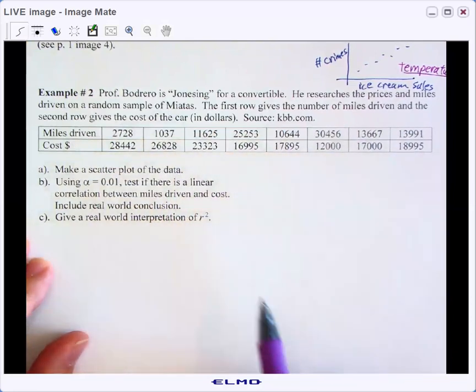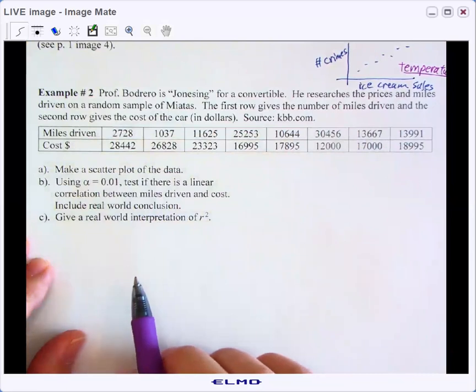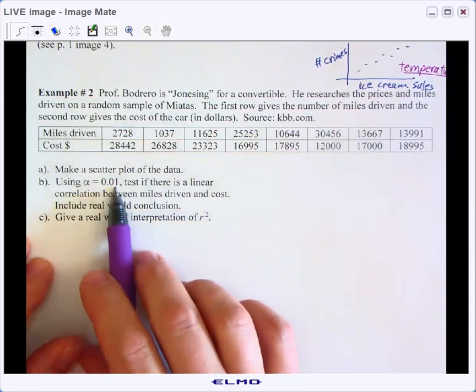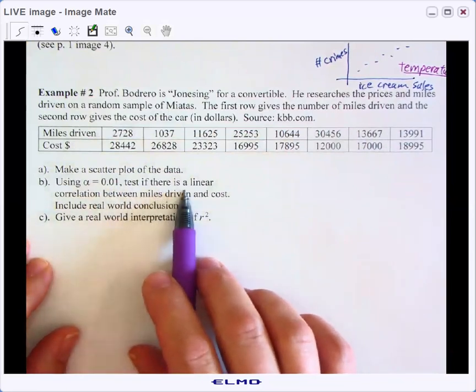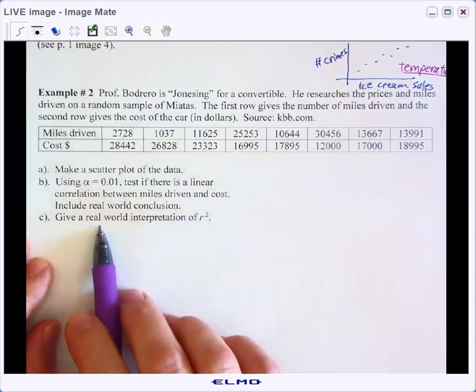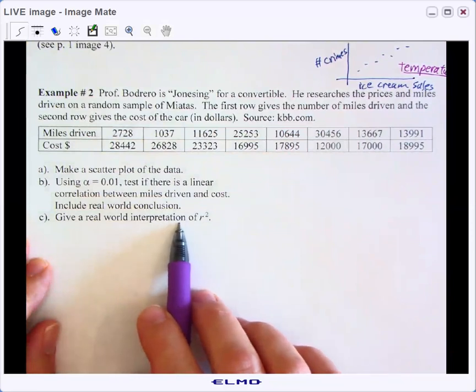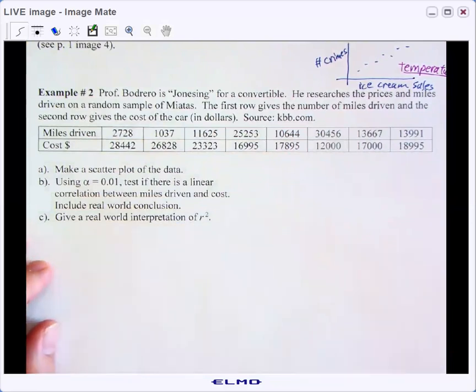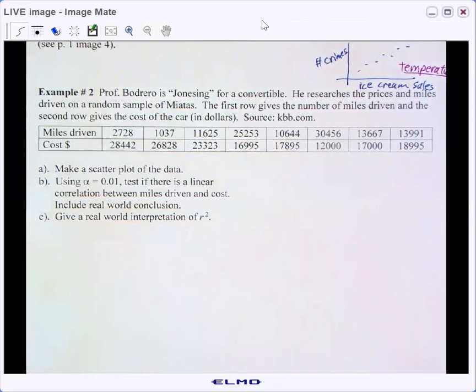So I want you to make a scatter plot of the data, use a 1% level of significance to test if there is a linear correlation between the miles driven and the cost. And then I want you to find R and then interpret R squared. So we'll pick you up in the next video, which will be our last section together.